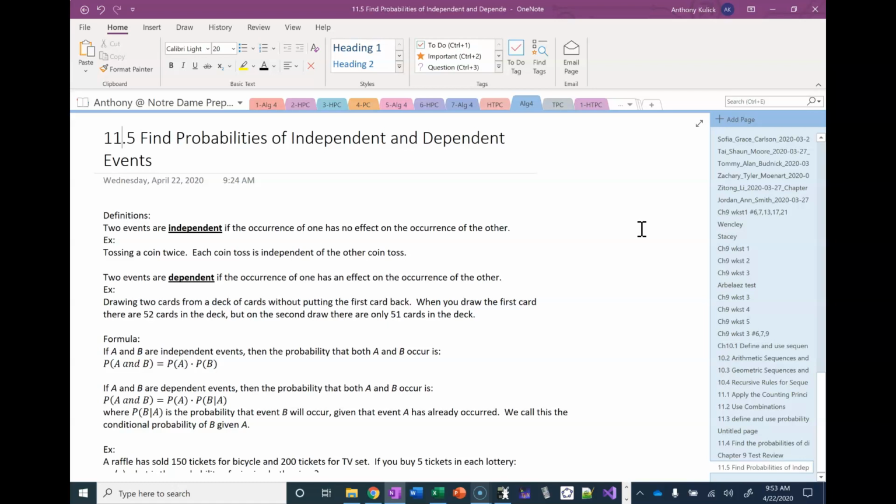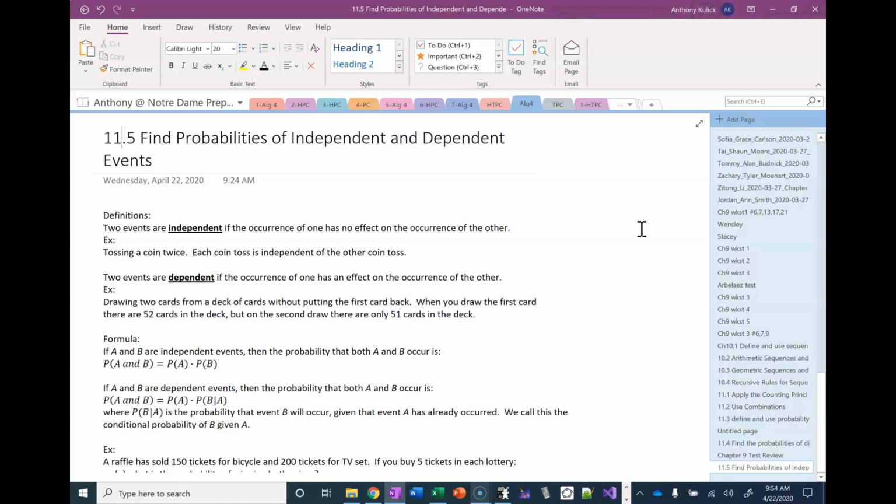We say two events are dependent if the occurrence of one does have an effect on the occurrence of the other. So an example of this could be drawing cards from a deck of cards where we're not replacing the cards in between our draws. So if we want to take the probability of, say we're drawing two cards from a deck and not putting the first card back after we draw the second one.